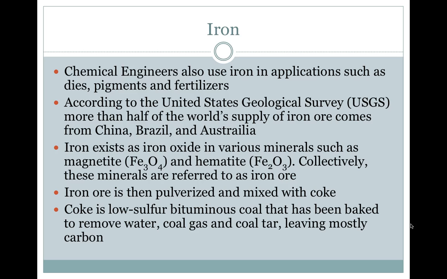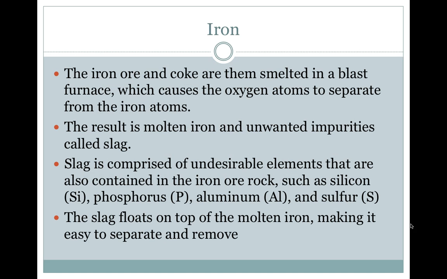Iron ore is then pulverized and mixed with coke. Coke is a low-sulfur bituminous coal that has been baked to remove water, coal gas, and coal tar, leaving mostly carbon. The iron ore and coke are then smelted in a blast furnace, which causes the oxygen atoms to separate from the iron atoms. The result is molten iron and unwanted impurities called slag. Slag is comprised of undesirable elements that are also contained in the iron ore rock, such as silicon, phosphorus, aluminum, and sulfur. The slag floats on top of the molten iron, making it easy to separate and remove.